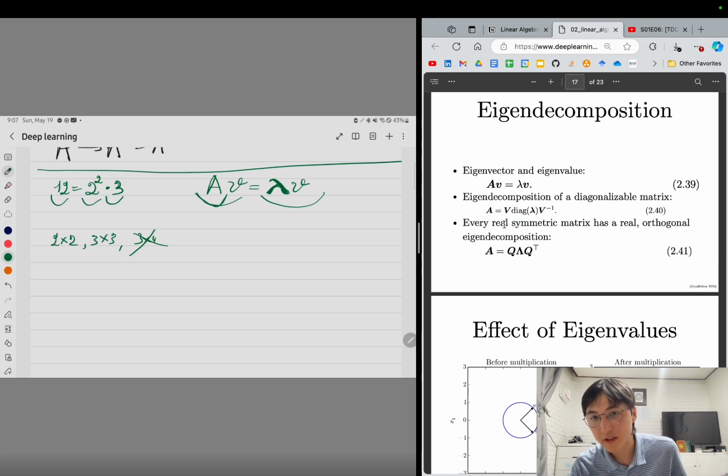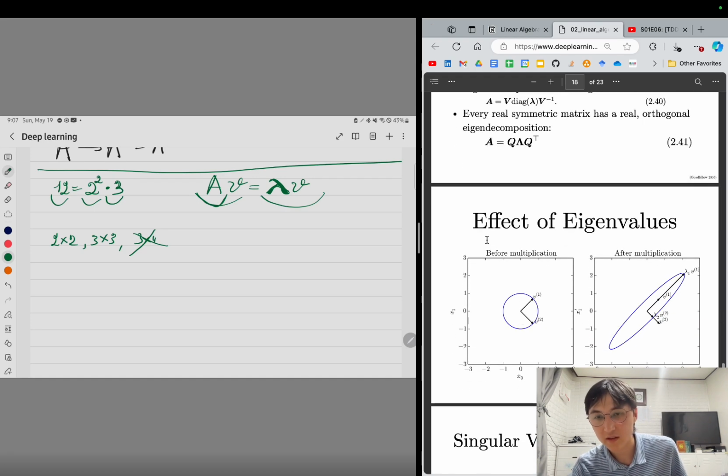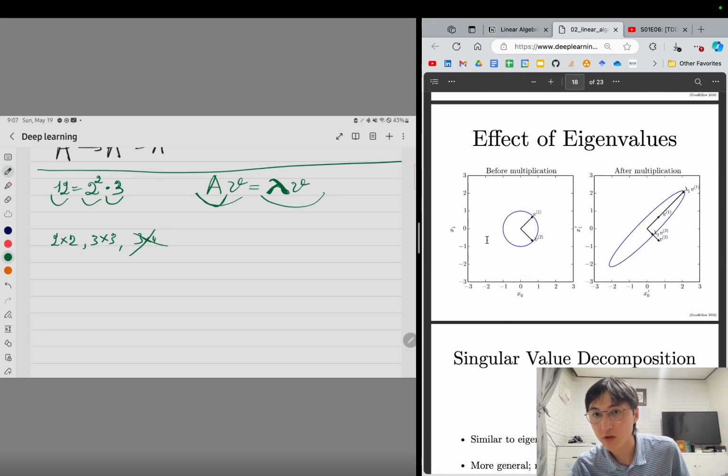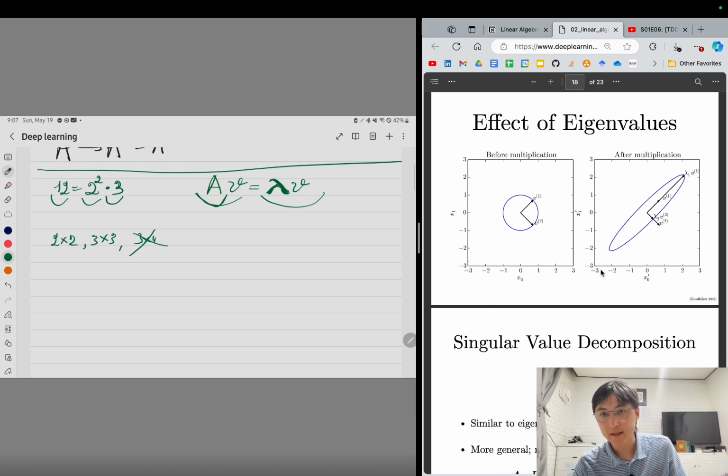It's saying that every real symmetric matrix has a real orthogonal eigen decomposition. Okay. Next thing, effects of eigenvalues. Assuming that we have this vector 1, vector 2, and if we multiply it, it changes its shape, but it doesn't change its direction. The value is becoming more, but the direction won't change. That's about eigenvalues.